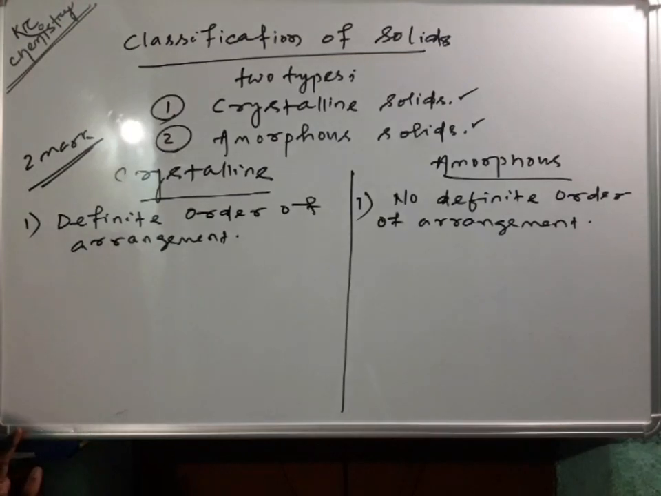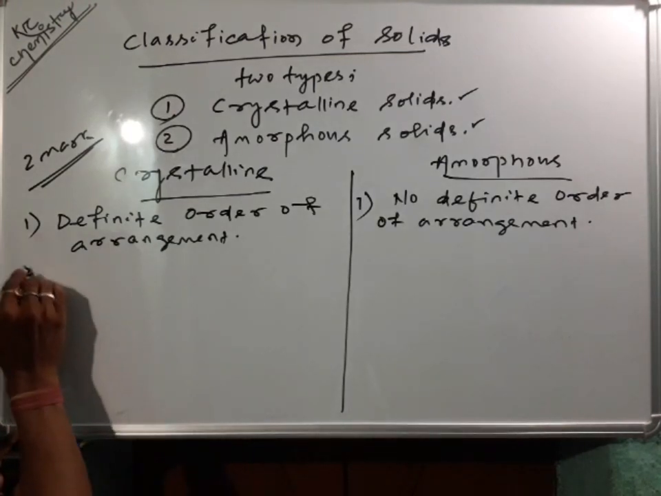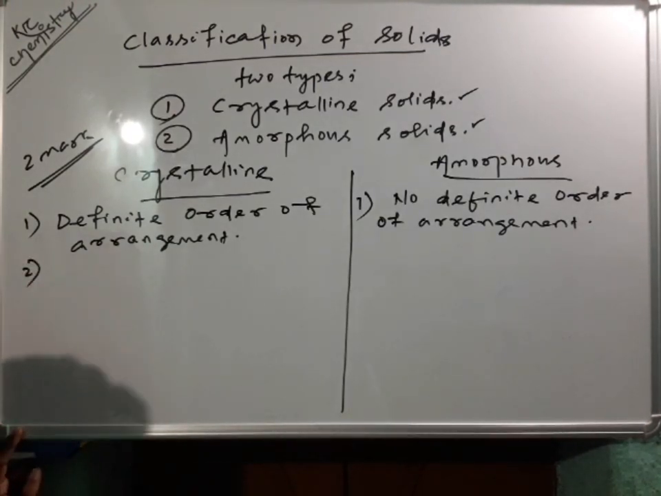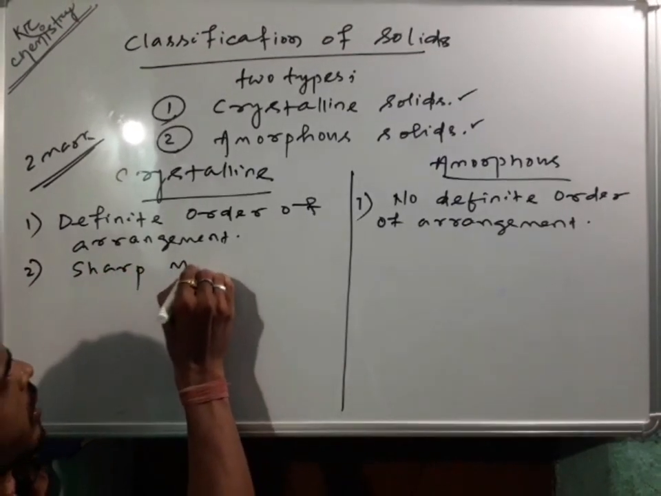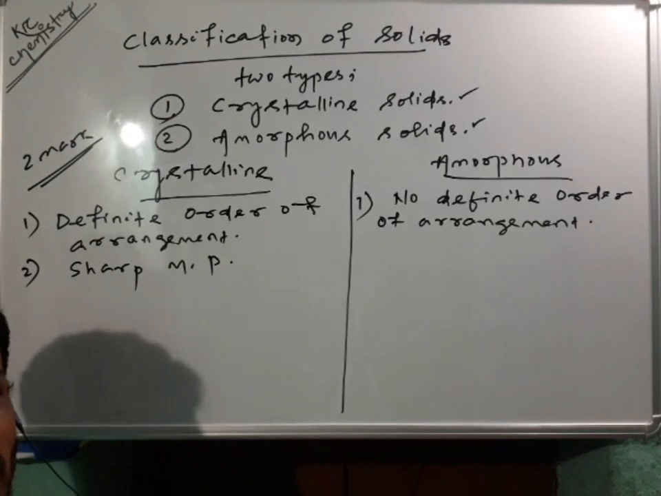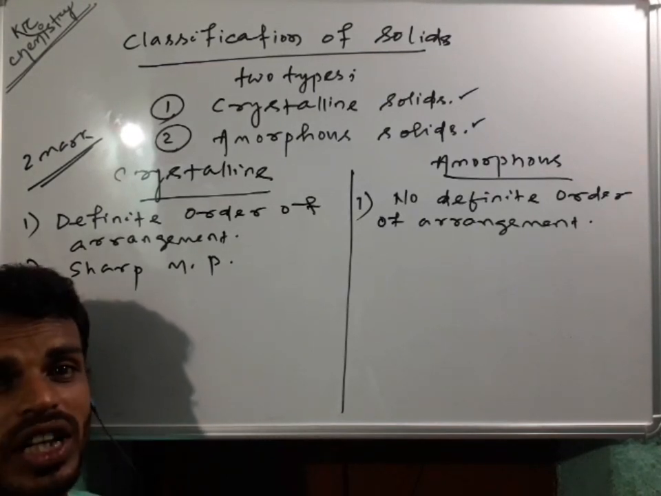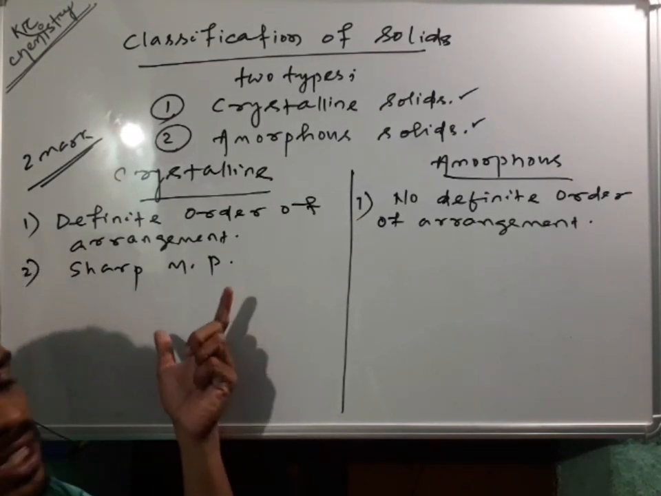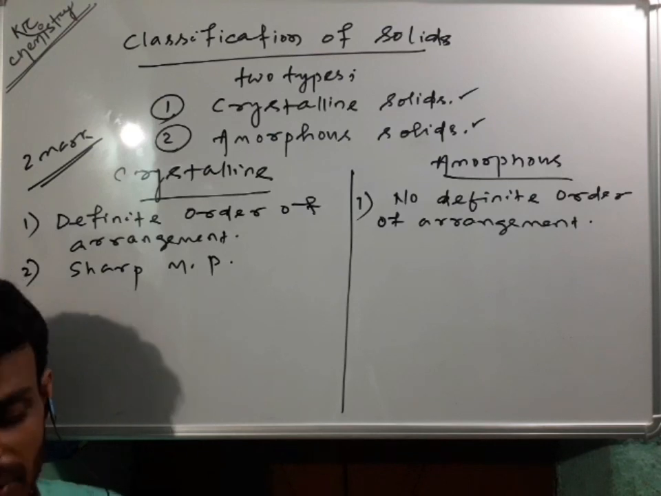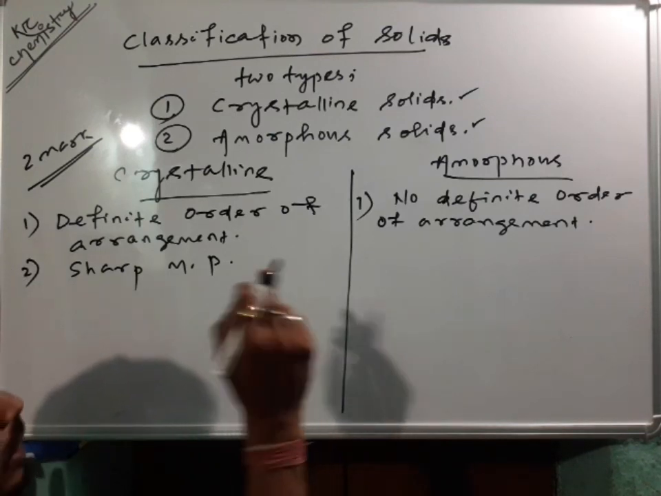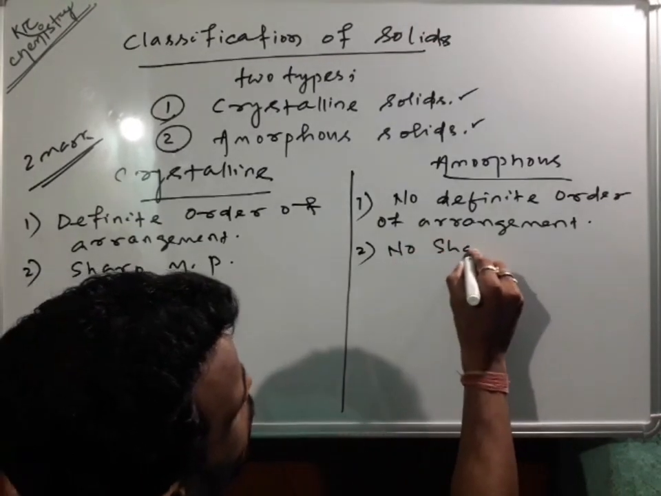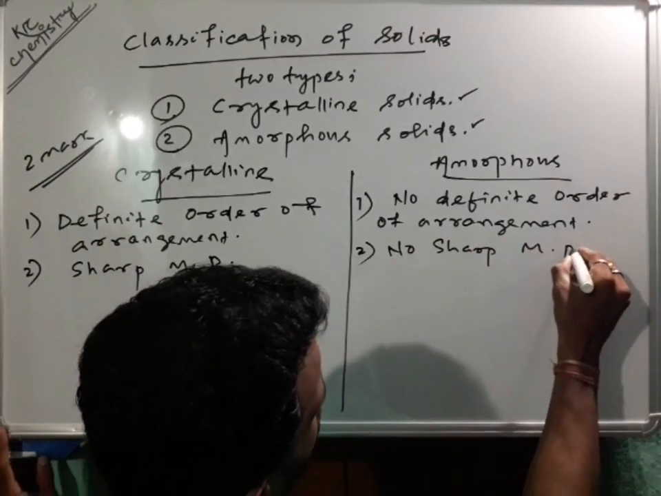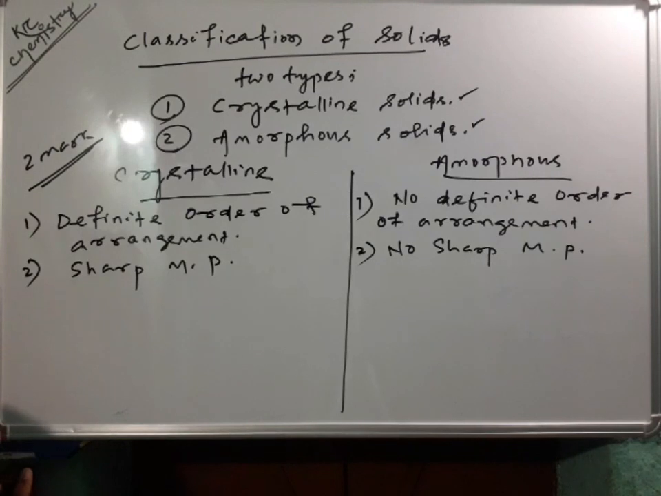And secondly, the crystalline solids have a sharp melting point. The melting point increases very quickly. These crystalline solids have a sharp melting point. But amorphous solids have no sharp melting point.